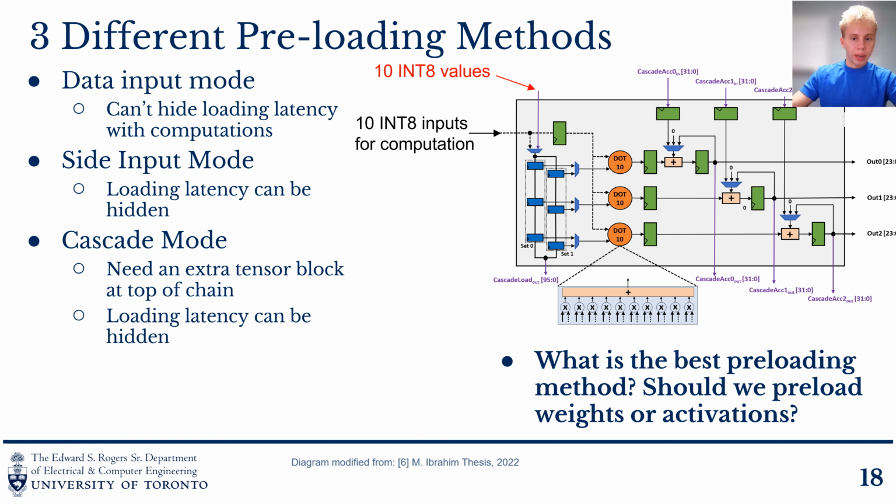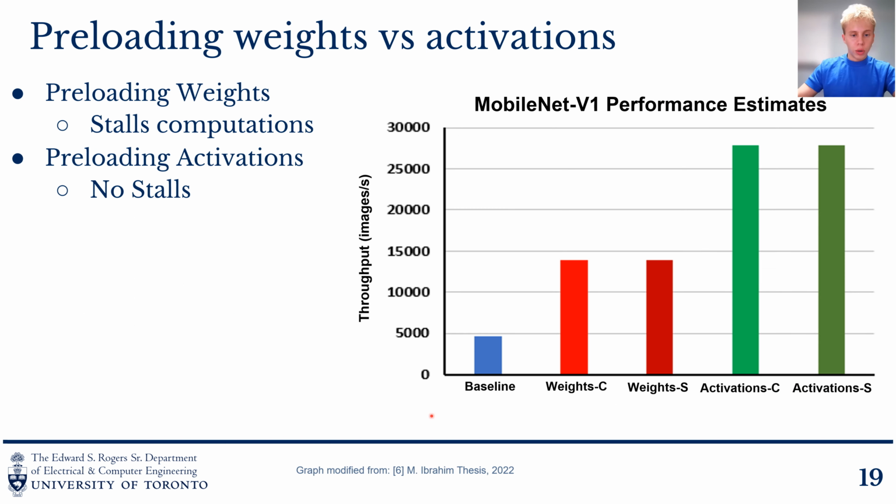So the question becomes, what is the best preloading method, and should we preload weights or activations? To determine this, we did a performance analysis before implementing our design. What we found was that for preloading weights, shown in red here, we got a lot of stalls. To hide the loading latency, we need layers with larger output widths. But for most networks, as we go deeper and deeper, the output width decreases. For preloading activations, shown in green here, we found no stalls in the MobileNets, and this was because the latency can be hidden with a larger number of output channels, which does happen as we go deeper and deeper in most networks.